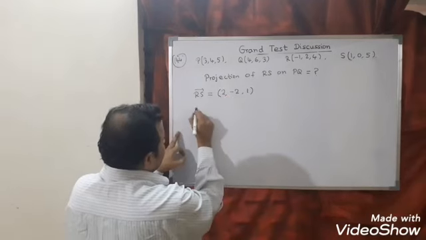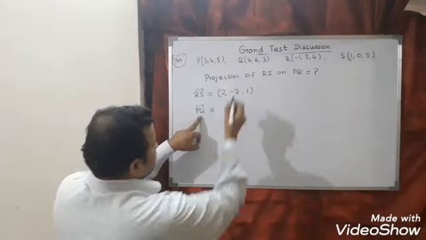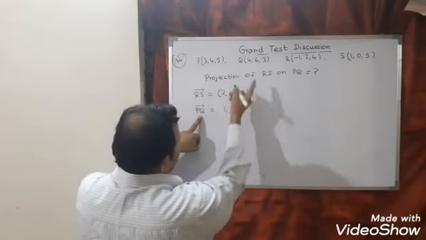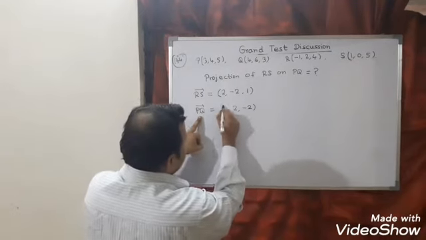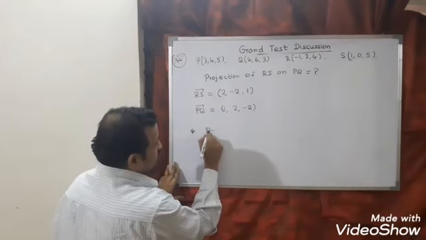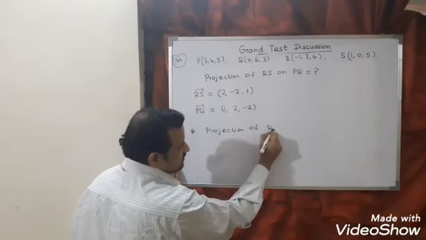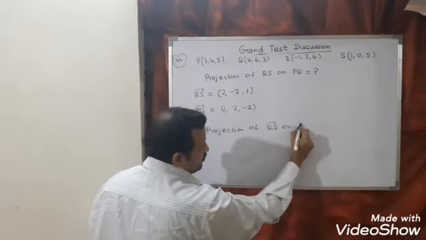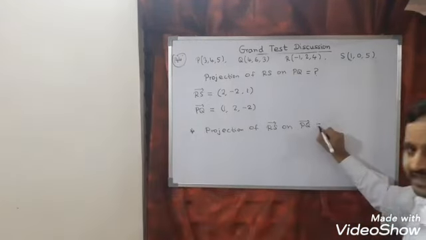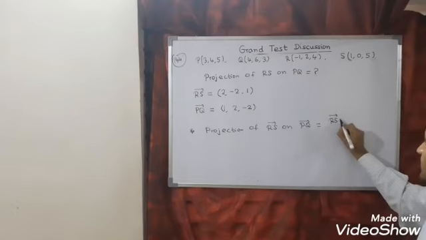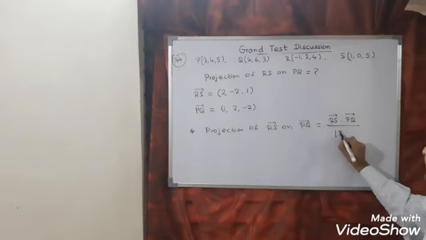Next, PQ. So what is PQ? Second vector minus first vector. So 4 minus 3, it is 1. 6 minus 4, 2. 3 minus 5, it is minus 2. Now the formula is what? The projection of RS on PQ, so first vector on second vector. Formula is first vector dot second vector divided by magnitude of second vector.